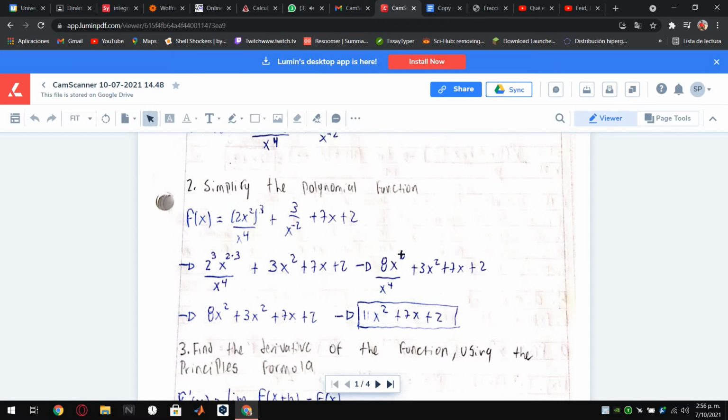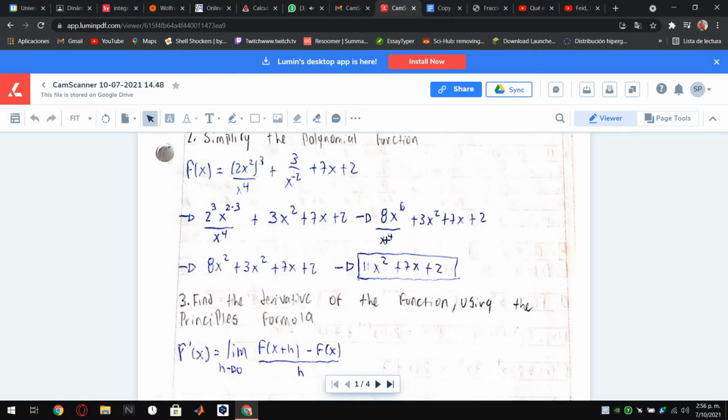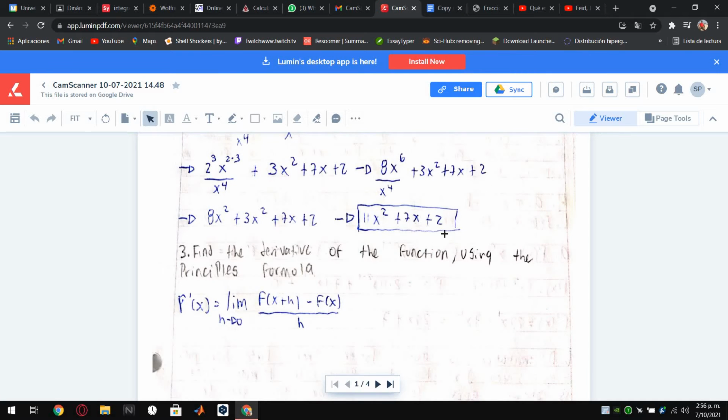Then to simplify, you just divide the exponents. So you have to subtract this exponent. So 6 minus 4 equals 2. So 8x to the 6 over x to the 4 is 8x squared, like you see here. And then you just put like terms together. So 8x squared plus 3x squared is 11x squared plus 7x plus 2. Okay.